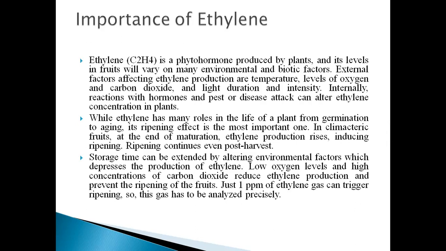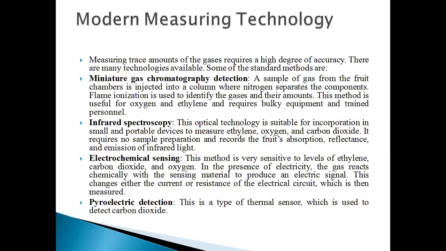In climacteric fruits, at the end of maturation, ethylene production rises, inducing ripening. Ripening continues even post harvest. Storage time can be extended by altering environmental factors which depress the production of ethylene. Low oxygen levels and high concentrations of carbon dioxide reduce ethylene production and prevent the ripening of the fruits. Just 1 ppm of ethylene gas can trigger ripening, so this gas has to be analyzed precisely. So these are the important gases and their importance in the agricultural process.